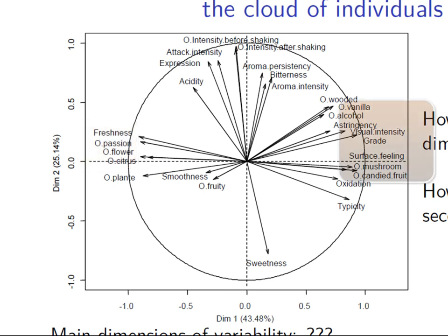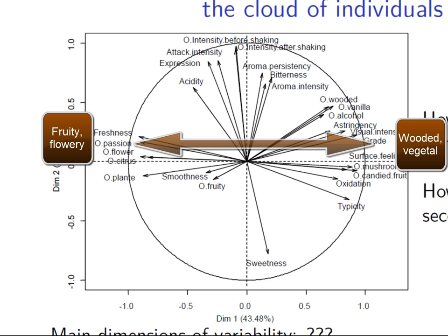For astringency, visual intensity, mushroom odor, and candied fruit odors, for instance, it is the contrary. The correlation with dimension 1 is close to 1, and thus the values move in the same way. Wines with a small coordinate have small values for these variables, and wines with a high coordinate have high values for these variables. So the first dimension opposes wines that are considered fruity and flowery on the left, and wines that are wooded or with vegetal odors. And this is the main source of variability.